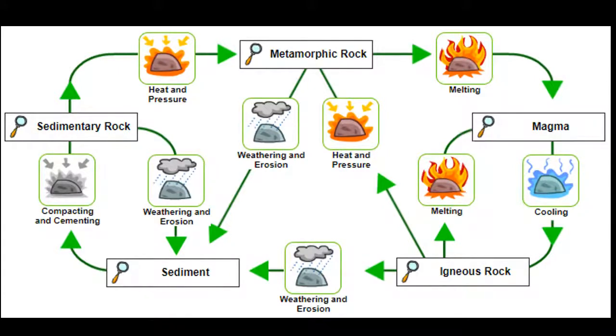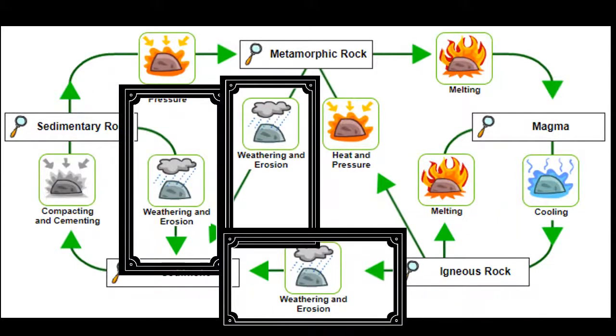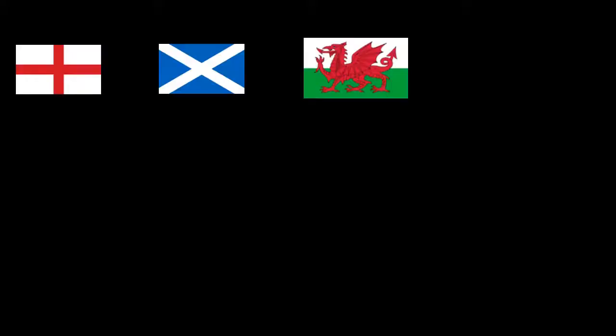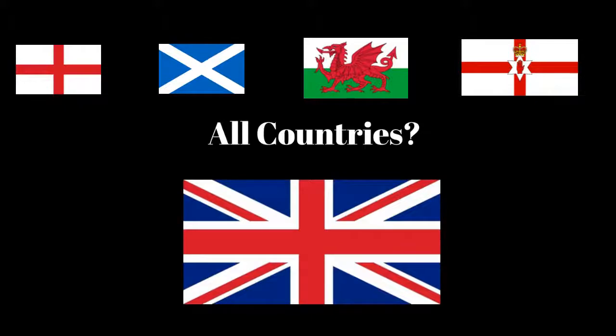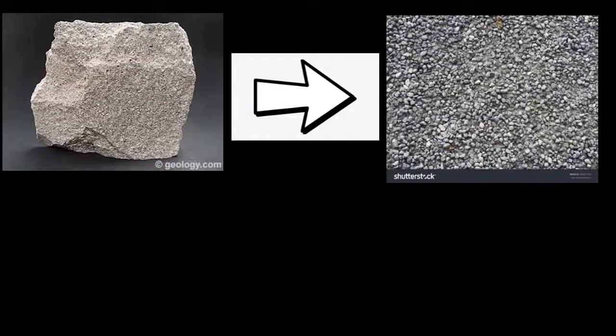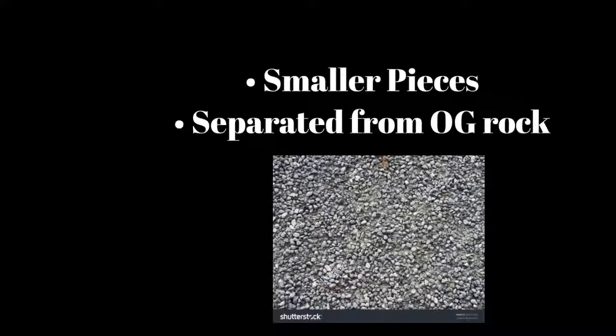A slightly more complicated process is weathering and eroding. These are technically 2 separate processes that make up one process. It's like how England, Scotland, Wales, and Northern Ireland are all countries, but at the same time part of a larger country called the United Kingdom. The wording doesn't make any sense, but it doesn't matter. Just go with it. Regardless, weathering is when any type of rock is broken down into smaller pieces, and erosion is when the smaller pieces are moved over time. The ending result is sediment, a collection of smaller pieces separated from what they used to be a part of.